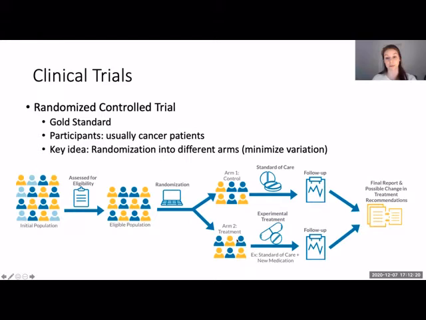The other half of the group is put into the treatment arm. This group will receive the experimental treatment, and often in cancer trials, this includes the standard of care plus a new medication. Both groups will be closely followed by a medical team, and the end result will be a final report and ideally a change in the treatment recommendation.